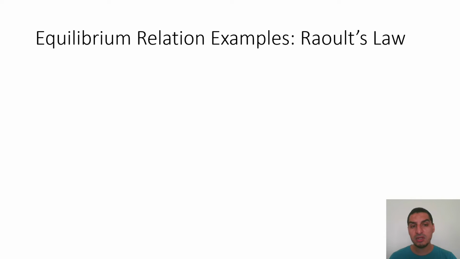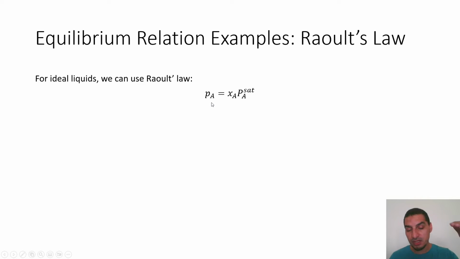The first is called Raoult's law. Raoult's law relates the partial pressure of a species at the interface to its mole fraction in the liquid phase. Let's say I have a mixture of A, B, C, and D, and A has mole fraction XA in the liquid phase. The partial pressure of species A at the surface of the liquid phase equals its mole fraction in the liquid phase multiplied by the saturation pressure.